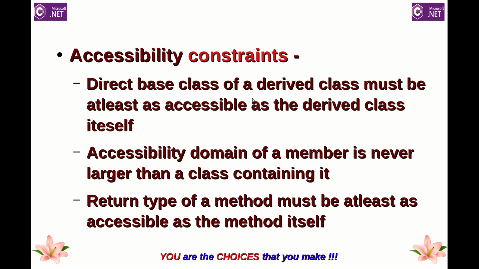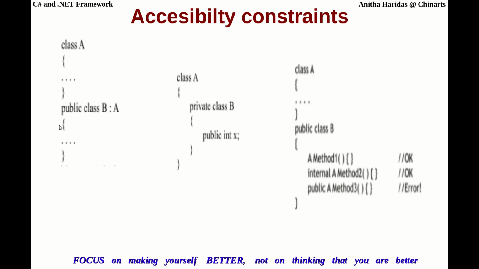So these are the three examples given for the three constraints specified. The first constraint says that the direct base class of a derived class must be at least as accessible as the derived class itself. So the base class is internal, but the derived class cannot be public. It can be internal or lesser than internal, and it cannot be greater than internal. Public is larger than internal. So if the base class is internal, the derived class can be internal or private, and it cannot be public. That is what it says.